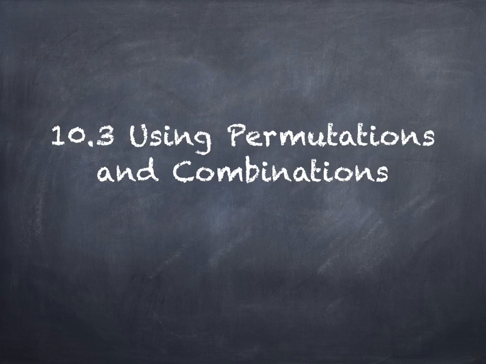All right, so today we're going to take a look at section 10.3, and we're going to move on with our ways of counting things. And we're going to look at two different kinds of ways of counting. One is permutations, and the other is combinations.